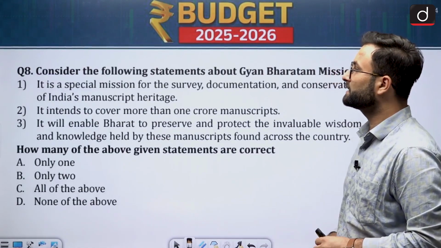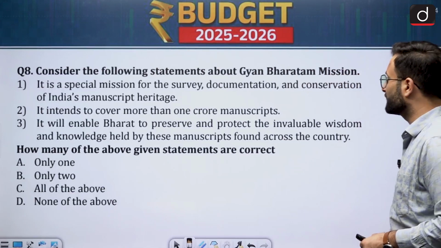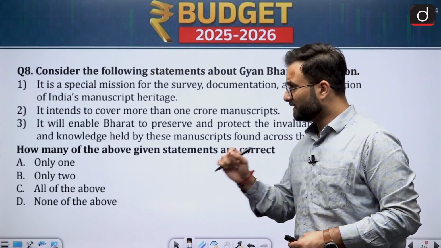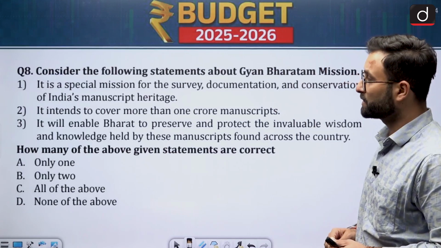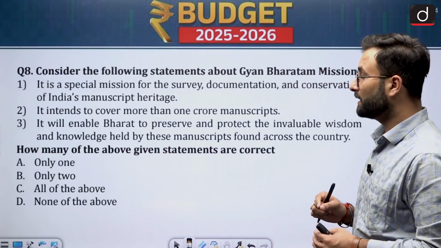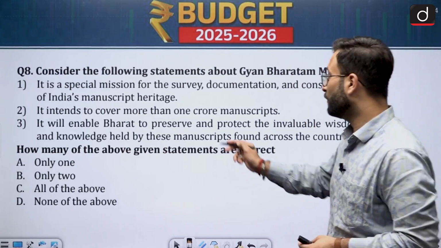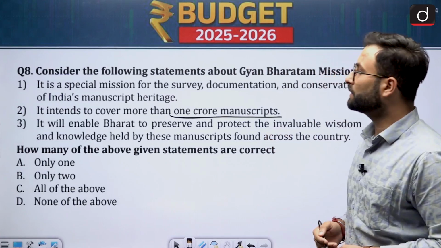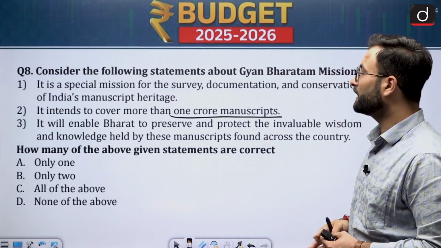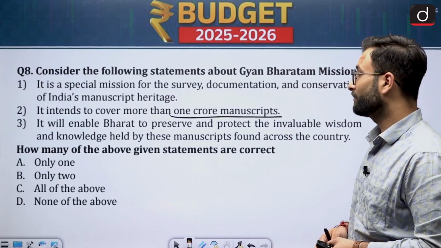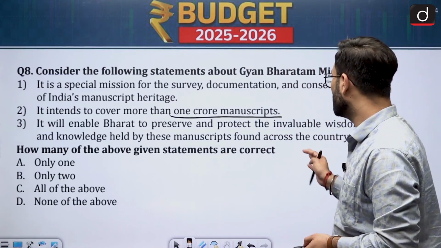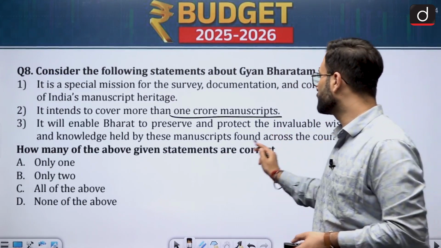Coming to the next one, consider the following statements about Gyan Bharatam mission. It is a special mission for survey, documentation and conservation of India's manuscript heritage. Second, it intends to cover more than 1 crore manuscripts. Third, it will enable Bharat to preserve and protect the invaluable wisdom and knowledge in these manuscripts found across the country. Okay, you have to choose the correct one.